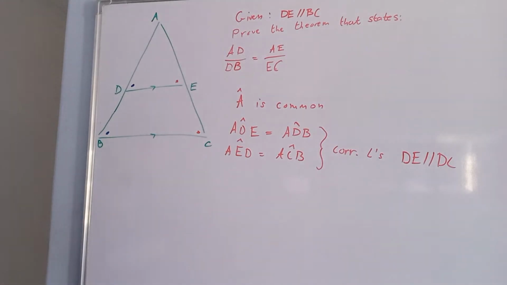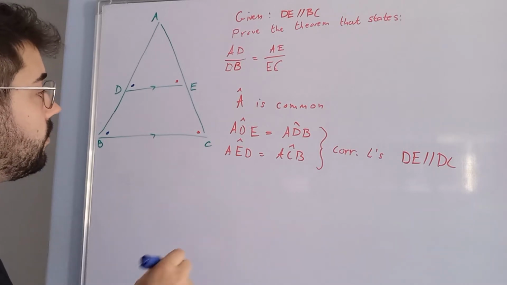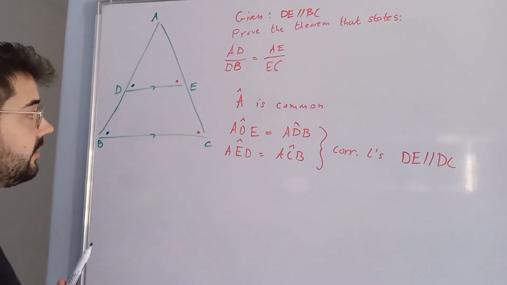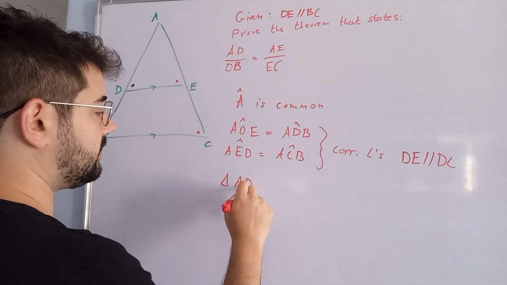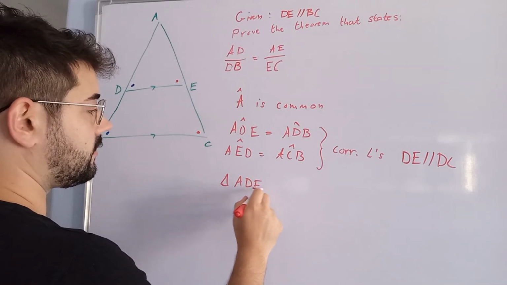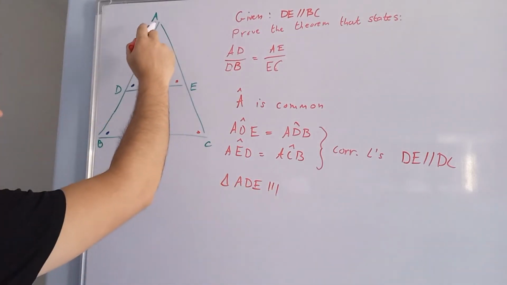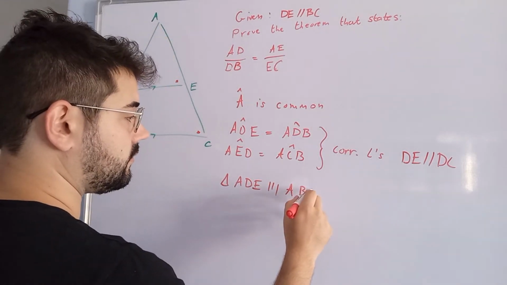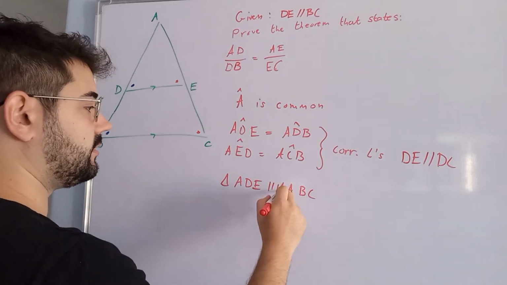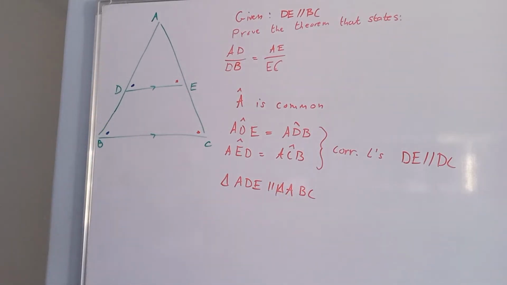All right, excellent. Now that we've proved that they are similar, we've got triangle ADE is similar to, and remember the order is important here, triangle ABC. Cool. You can take a minute to pause there and get that done. I'm going to rub this out and move on to the second part of the theorem.